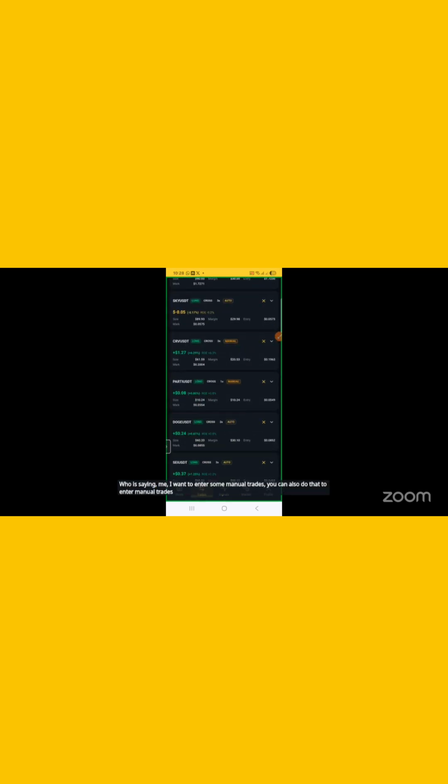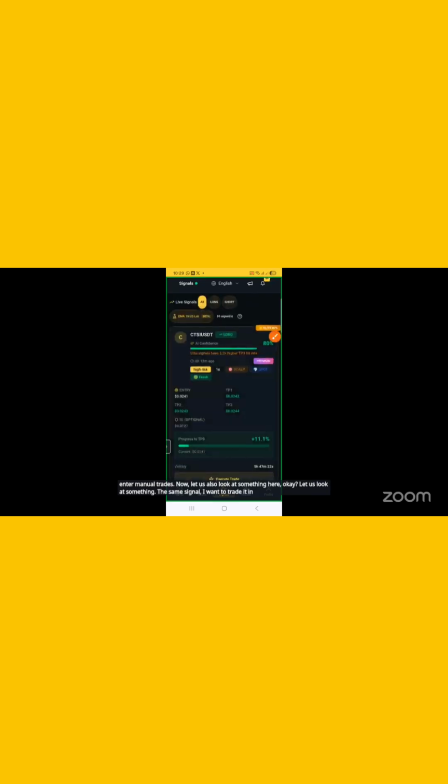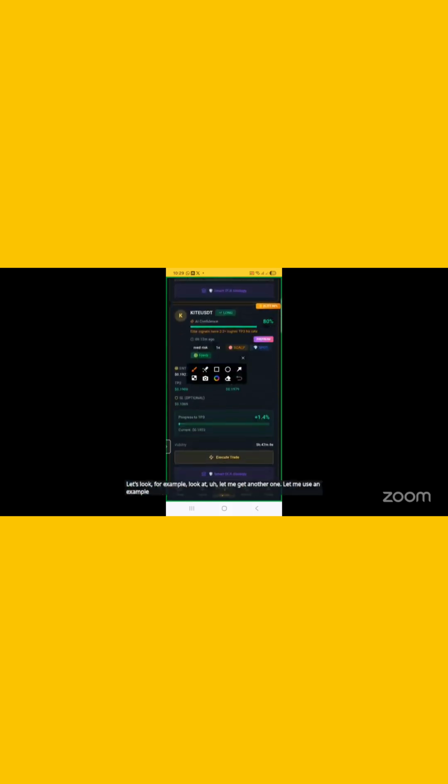Now, let us also look at something here. The same signal, I want to trade it in futures. Let me use an example of Kite still. Kite USDT, I want to trade it in futures. I don't want to trade it in spot. So what do I do?